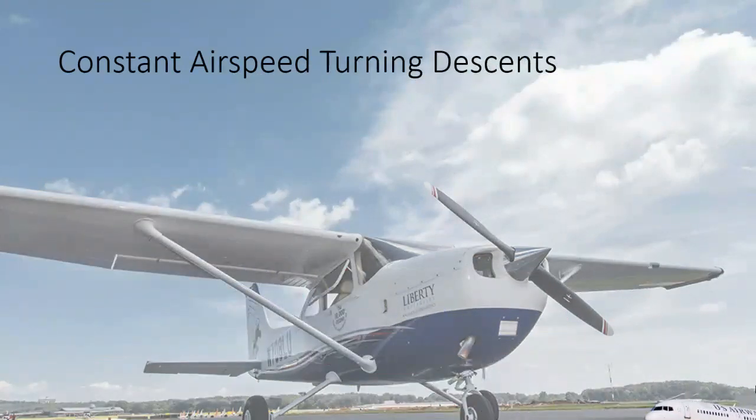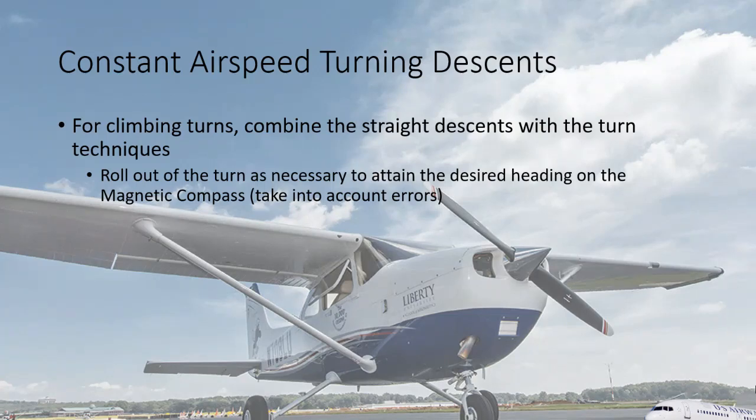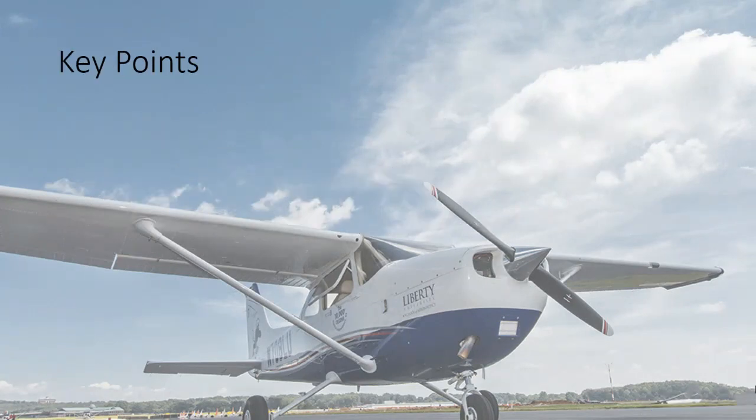Constant airspeed turning descents with the classic US Airways 757, one of my favorite airplanes in my favorite livery. Okay, so for turning descents, combine once again your straight descents with the turning techniques. Roll out on the heading as necessary to attain the desired heading on the magnetic compass, and just make sure to remember to take into account your turning errors as well if you're using your magnetic compass. The rate of cross-check and interpretation, once again, increases to enable bank control and pitch changes.